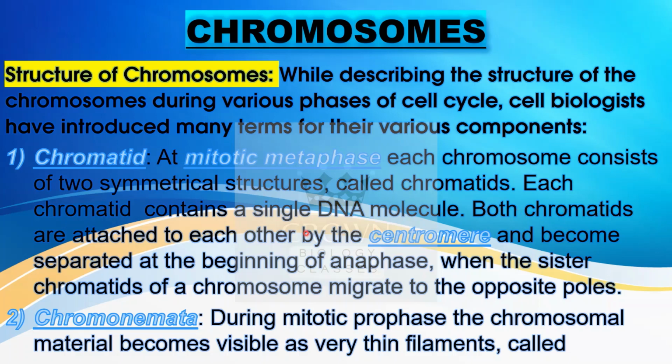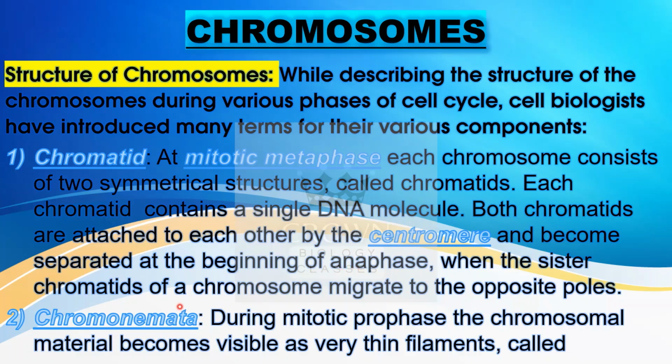Both chromatids are attached to each other by the centromere. As I have already told you, there is a region of constriction on a chromosome that is known as centromere. Likewise, the chromatids are also attached to each other by the centromere, and they become separated at the beginning of anaphase. So during anaphase stage of mitosis, the sister chromatids start migrating towards the opposite poles, and as a result they start separating.